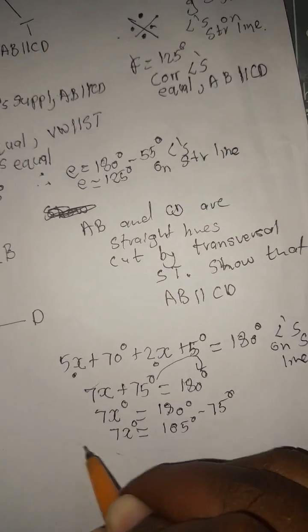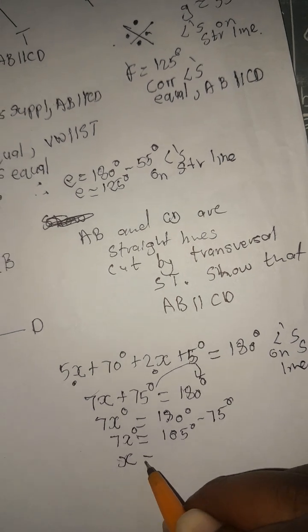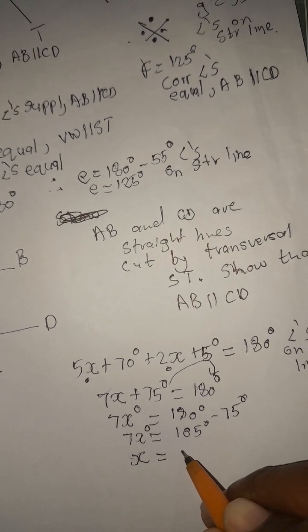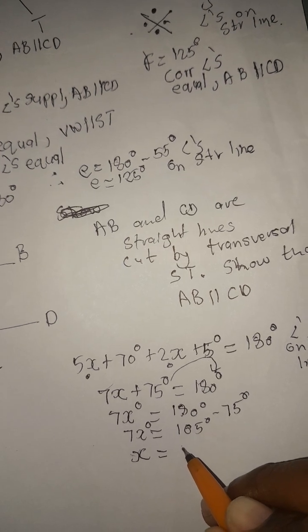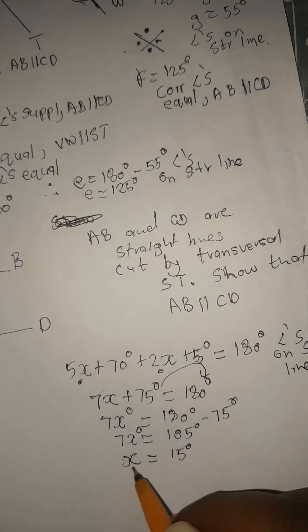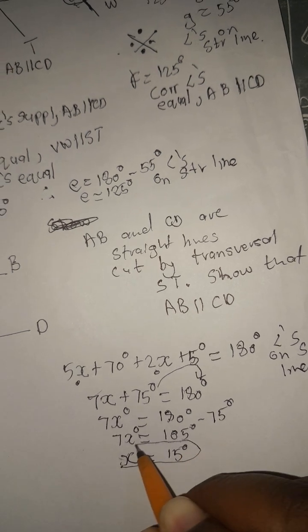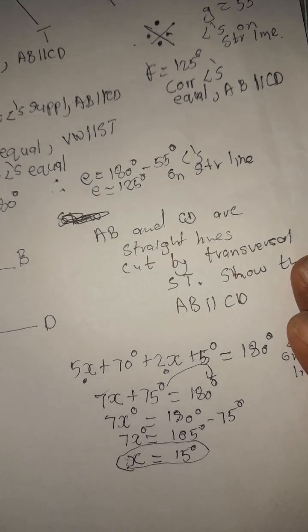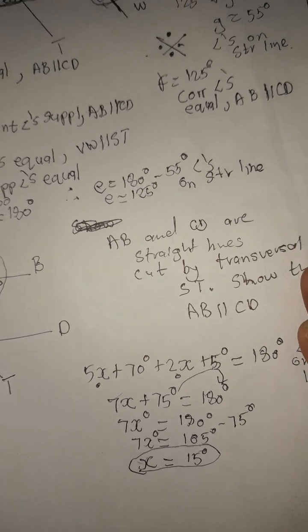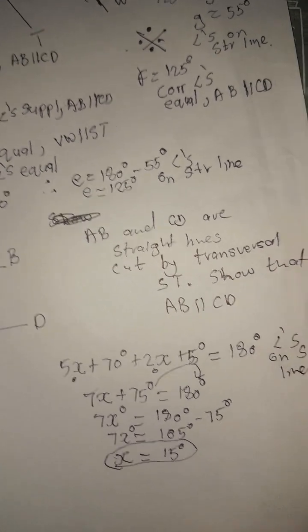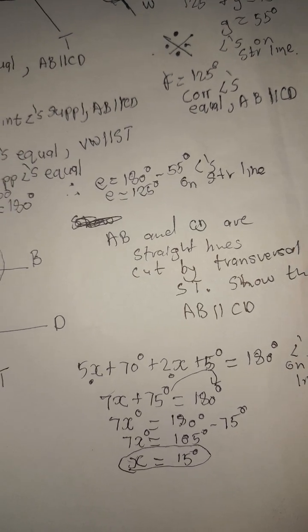You can divide both sides now by 7. When you divide both sides by 7, how many times does 7 go into 105? It goes 15 times, because 7 times 15 will give you 105. So this is the unknown value. We did get the unknown value, which is x, which was 15 degrees. So now remember we need to show that AB is parallel to CD.